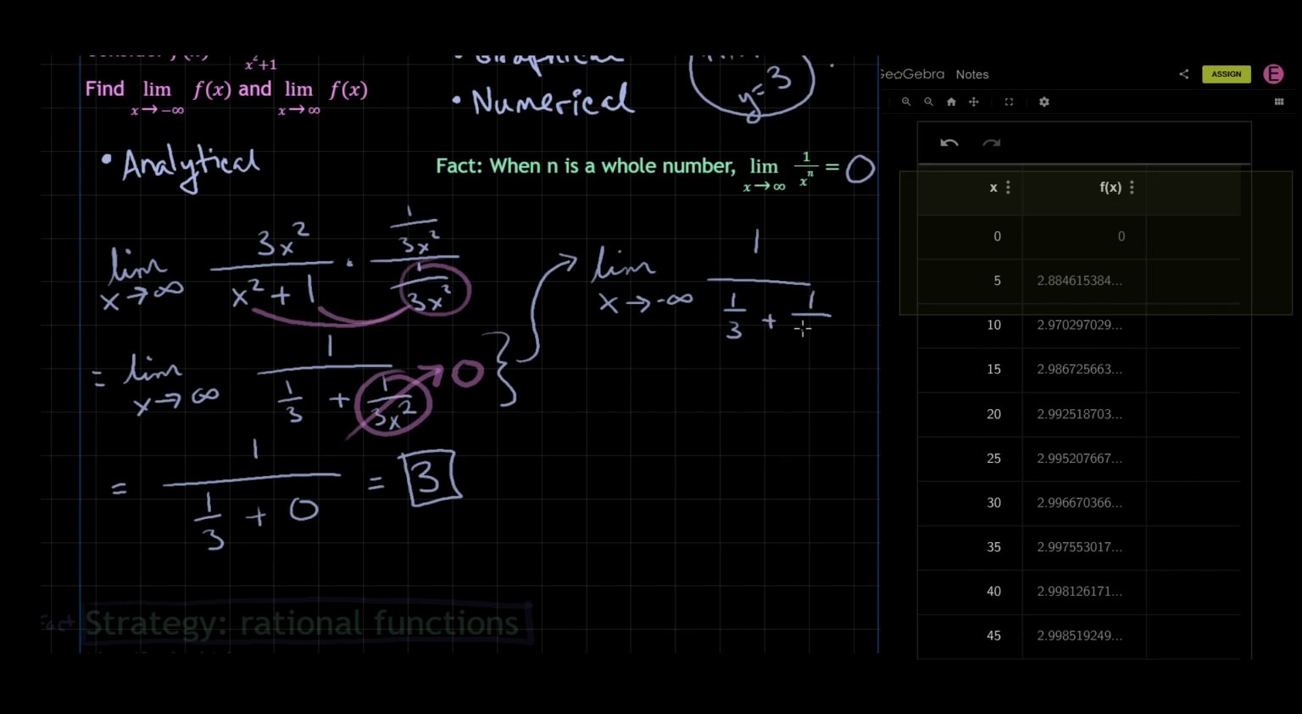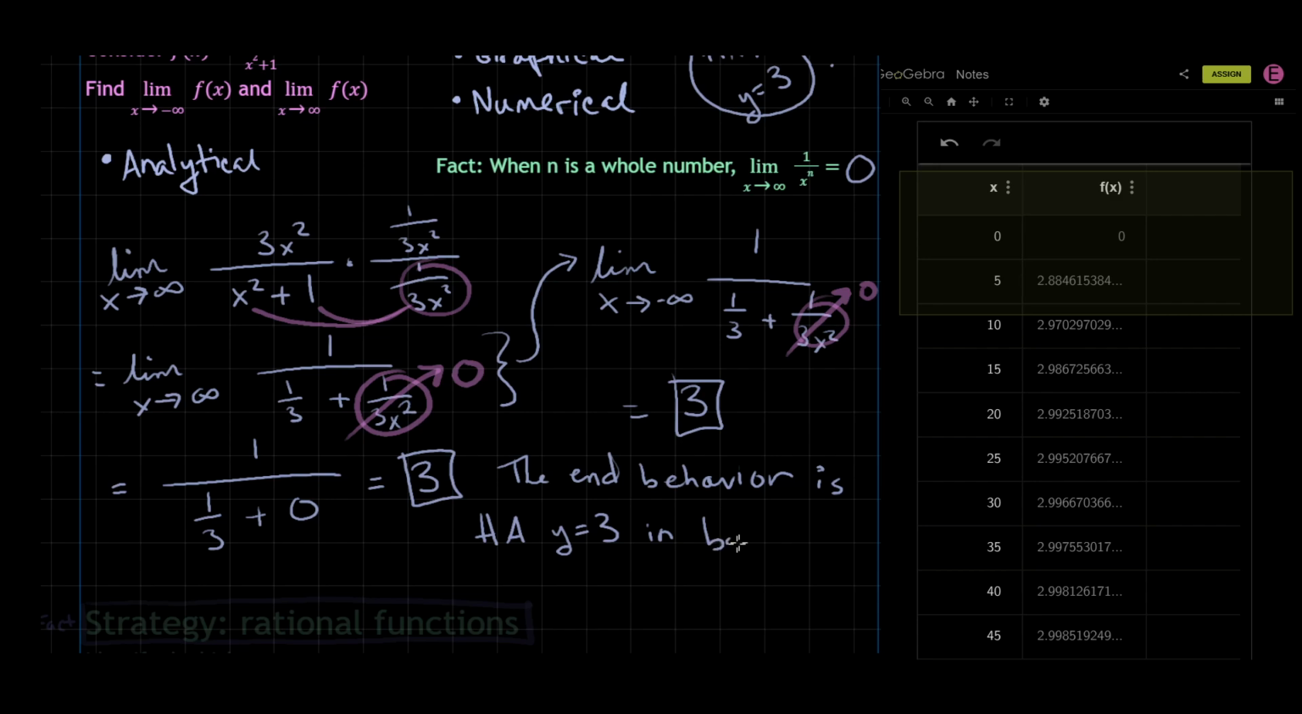It's 1 over 3x squared. And when x is going to negative infinity, this term here is still going to 0. Okay, so at the end of the day, same thing happens here. We get 3. So the end behavior is a horizontal asymptote, y equals 3, in both directions.